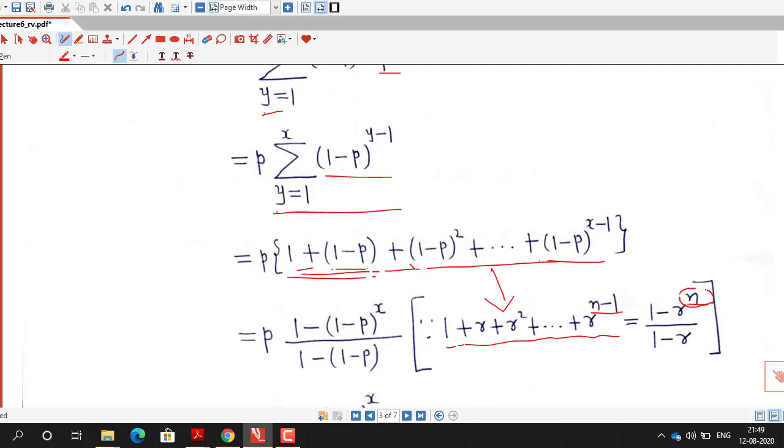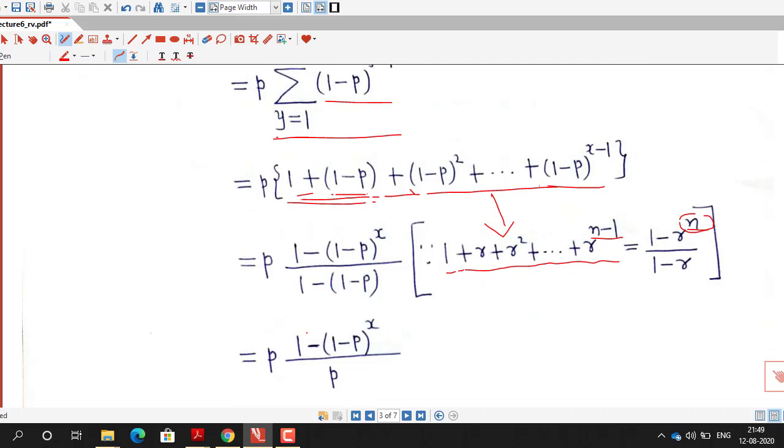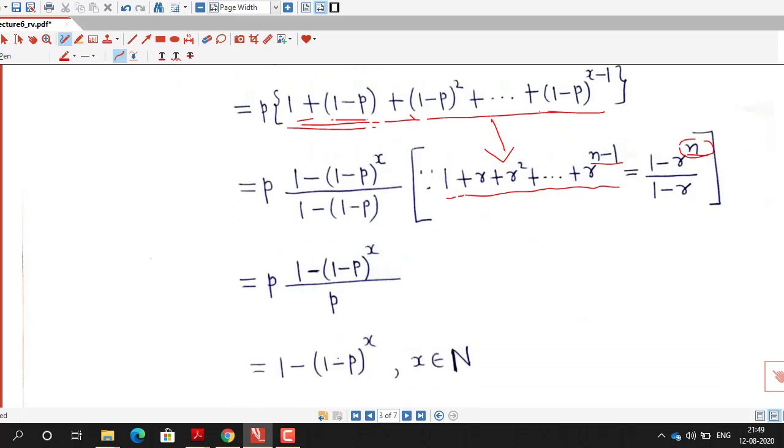So if we compare this with this formula, instead of r we have 1 minus p, and instead of n we have x. So we put r equal to 1 minus p and x equal to n in this formula. So it is 1 minus p raised to x divided by 1 minus p. And here 1 will cancel out, so we obtain small p. And this small p will also cancel out. So finally it is 1 minus p raised to x, where x is a natural number.